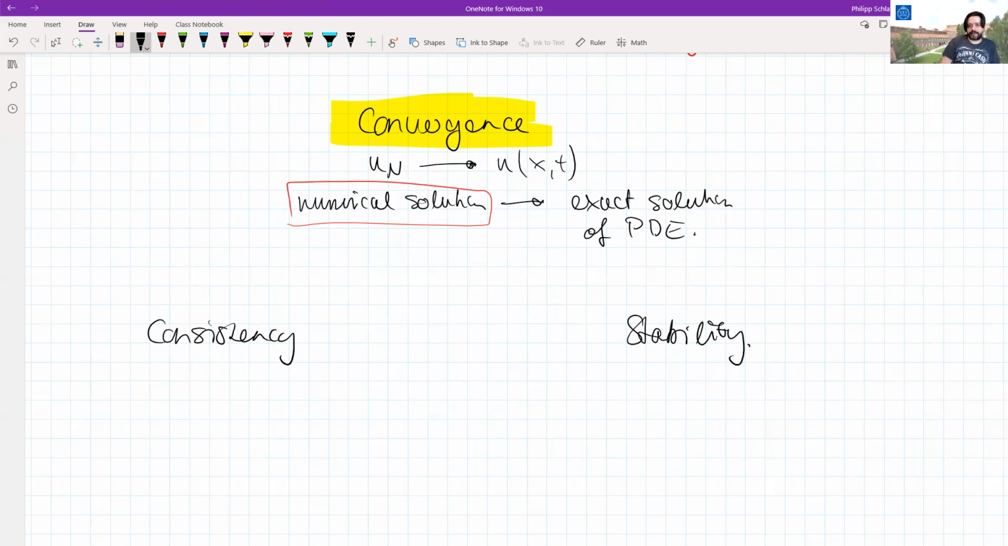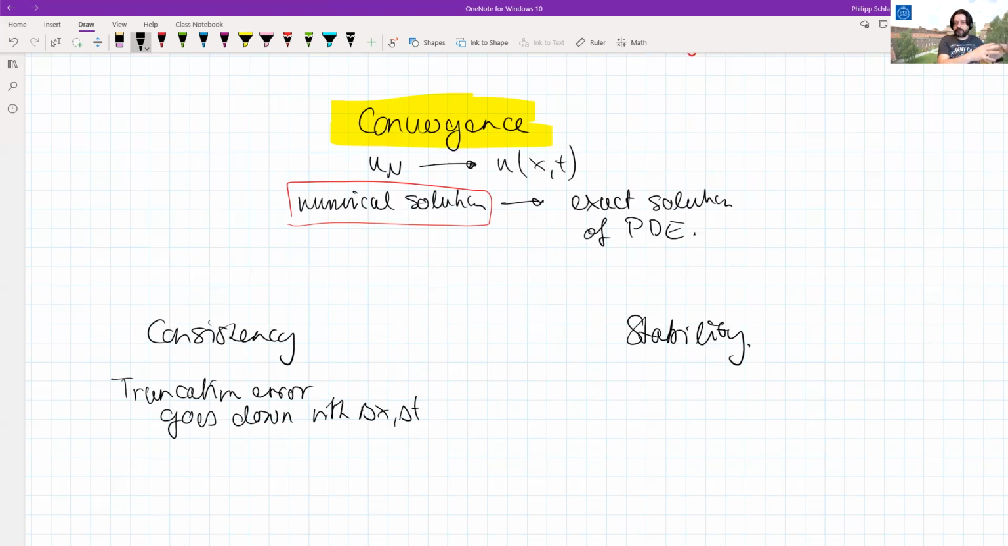If we start with consistency, there the idea has been that we need to make sure that the truncation error goes down with, let's say, delta x and delta t. So the idea of consistency is to show that the truncation error is getting smaller and smaller as I grid refine. The truncation error on its own is the error that I make when I go from the differential equation, so from the PDE, to my discretized equation, from the differential equation to the difference equation. So we can say that the truncation error is the difference between the difference equation, if you now think of finite differences, and the partial differential equation.